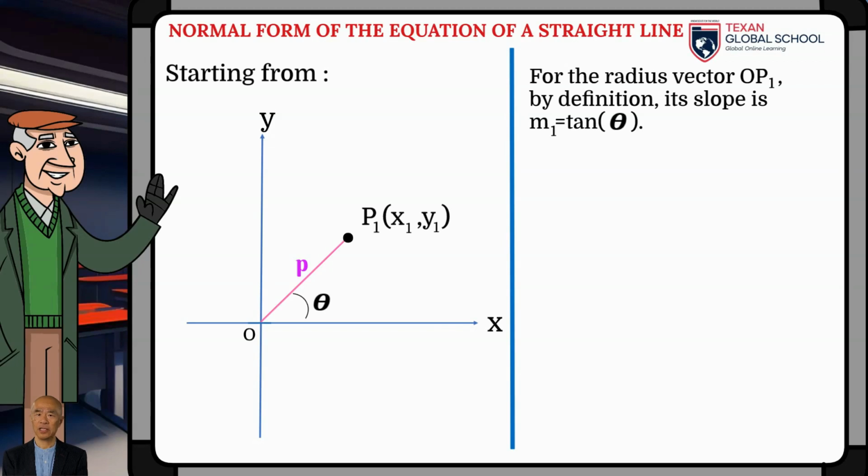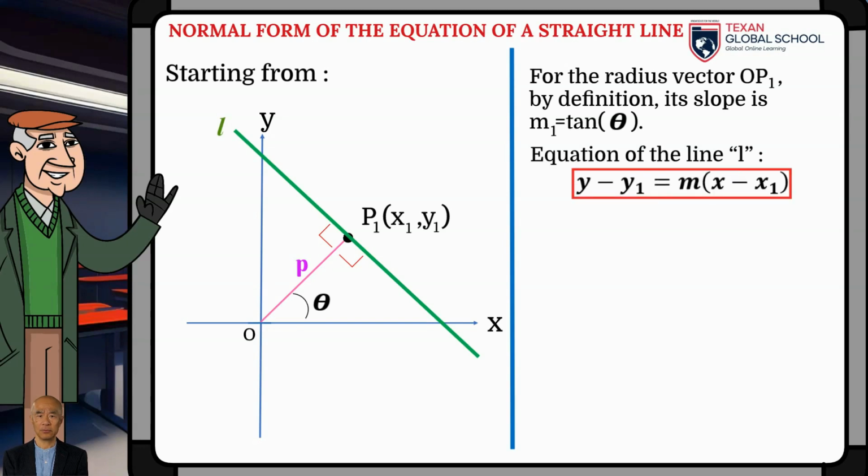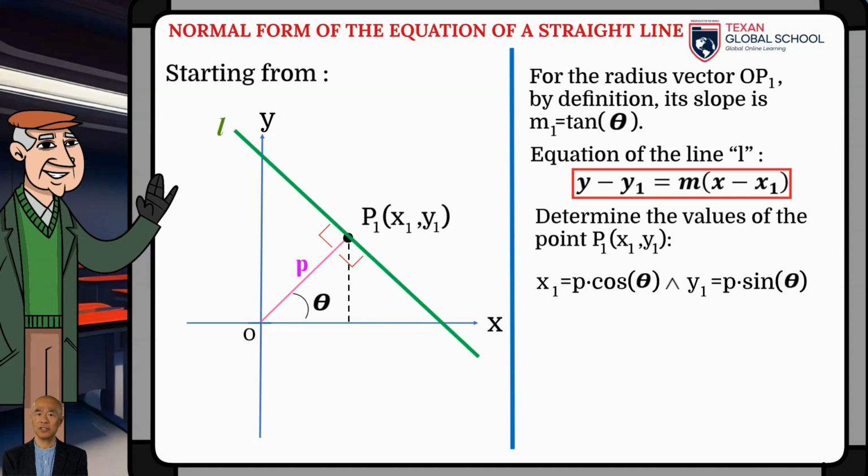If we now draw a line L, which passes over the point P and is perpendicular to OP1, as shown on the blackboard, we will obtain the equation of the line L, given the point P1 with coordinates x1, y1, and its slope m, using the form of the equation of a line given a point and its slope seen in previous classes. As a right triangle is formed by trigonometry, let us determine the values of the point. The abscissa is x1 equal to p times the cosine of theta, and the ordinate y1 equal to p times the sine of theta.